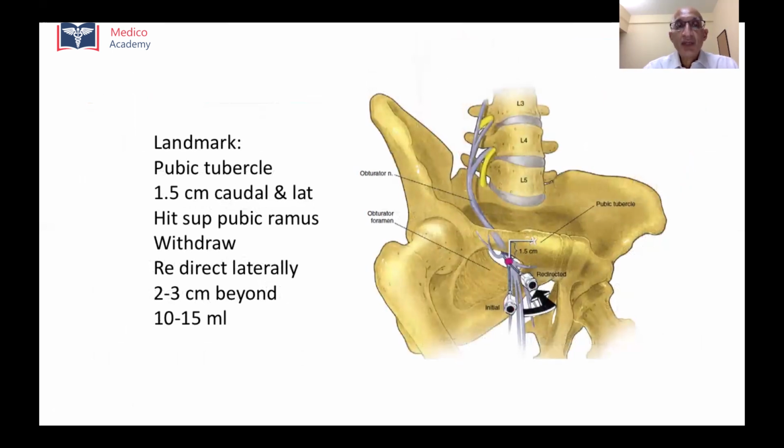And now for the landmark guided approach to obturator nerve block, we feel the pubic tubercle, go about 1.5 centimeters caudal and lateral to it, and the needle then is supposed to hit the superior pubic ramus, be withdrawn, and then redirected a little laterally and behind the pubic ramus so as to enter the obturator canal. Enter about a couple of centimeters beyond the pubic ramus and deposit 10 to 15 ml of drug there.